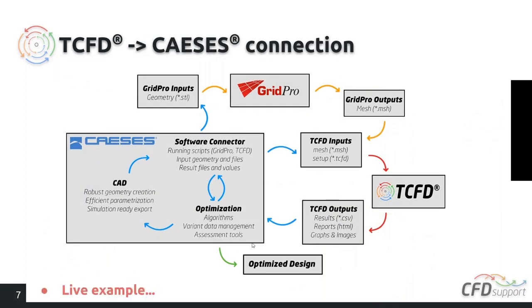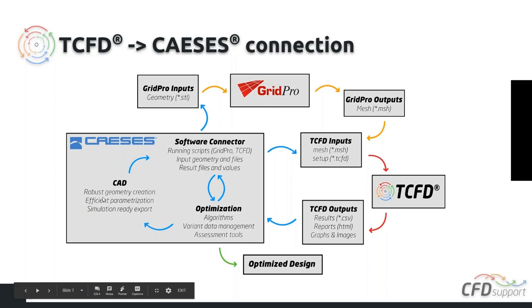Then we have this connection. So Mattia already described the overall workflow. CAESES generates the CAD geometry, which is exported into STL, which is loaded by GridPro. Using these STLs, the mesh is generated. Then this mesh and a preset templated configuration file are loaded by TCFD and simulated. Results are evaluated, put back into CAESES, processed, and decide what the next design variant will be, and it goes in the loop until the optimized design is shown.